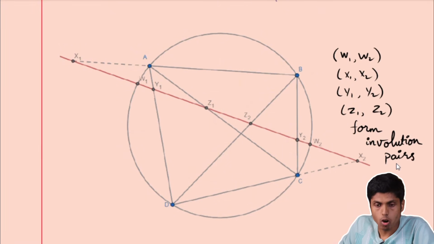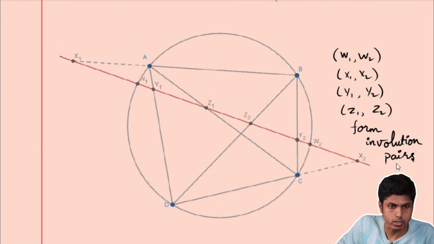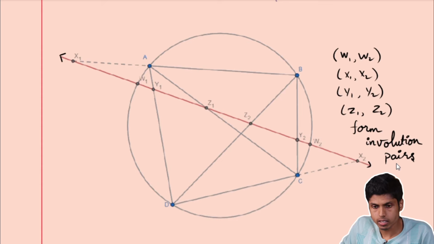Involution pairs on that line of concurrency. Call the line of concurrency L, on L. And now we are going to convert these involution pairs into concurrent lines. We know that involution is also defined in concurrent lines. So let's see how it turns out.